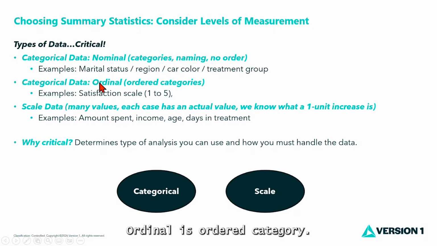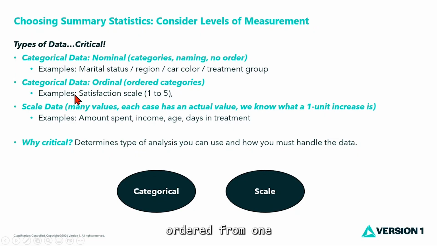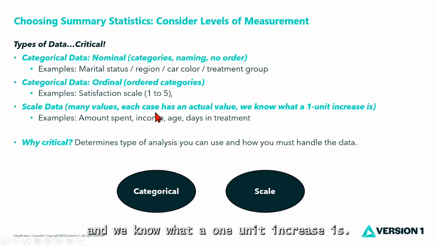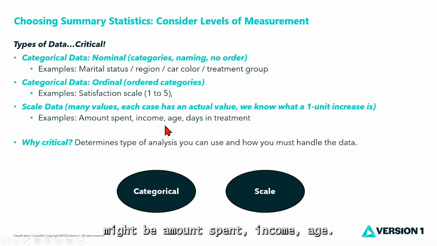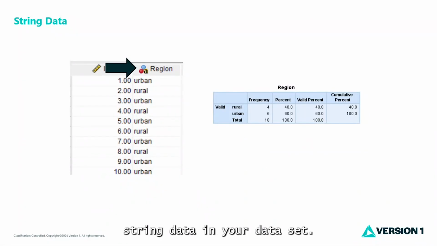Ordinal is ordered categories. A good example is a satisfaction scale, ordered from 1, which is very unsatisfied, to 5, very satisfied. Scale data is numeric. We have many values. Each case has an actual value, and we know what a 1-unit increase is. An example here might be amount spent, income, or age. So why is this critical? Well, the kind of data that you have determines the kind of analysis you can use and how you handle your data. You can also have string data in your data set.